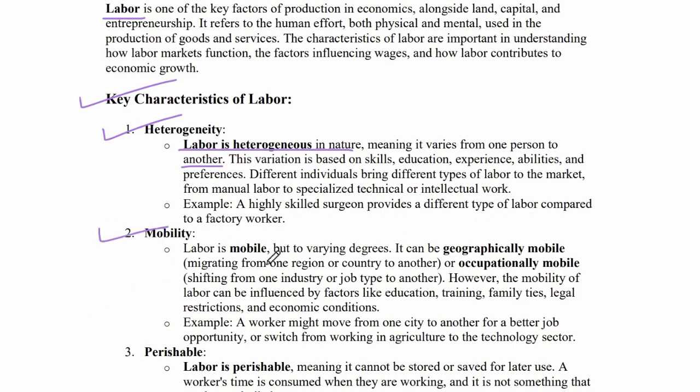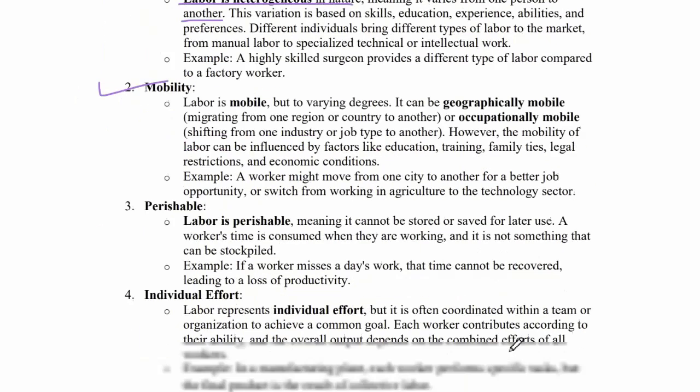Mobility. Labor is mobile but to varying degrees. It can be geographically mobile, that is migrating from one region or country to another, or occupationally mobile, shifting from one industry or job type to another. However, the mobility of labor can be influenced by factors like education, training, family ties, legal restrictions, and economic conditions. Example, a worker might move from one city to another for a better job opportunity or switch from working in agriculture to the technology sector.